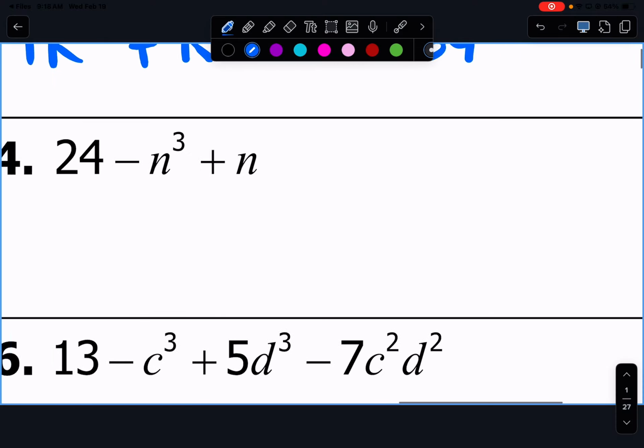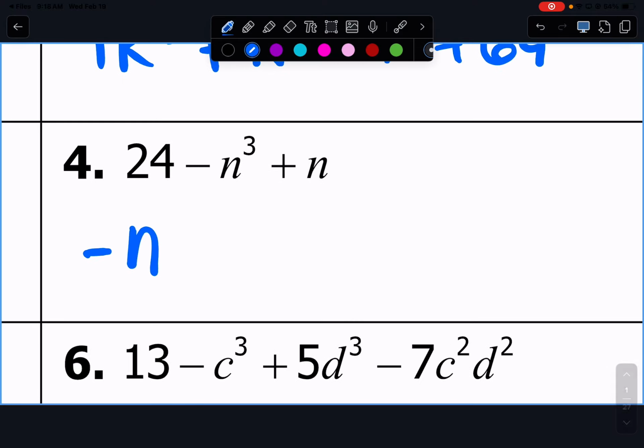So for number 4, what do I do? Negative 3n, n to the third, plus n, plus 24.